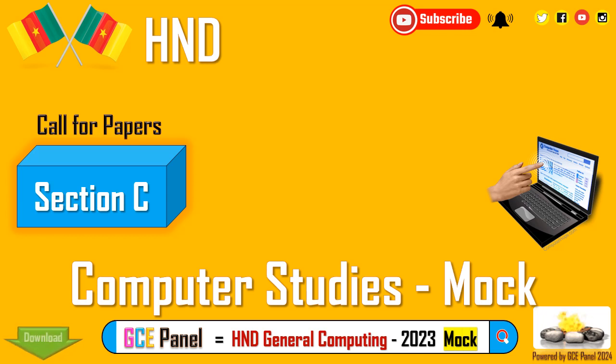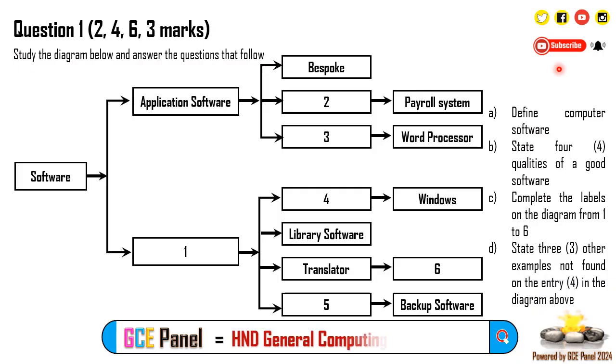Section C. Study the diagram below and answer the questions that follow. Looking at this diagram, we have software classification, we have application software, and another set. This one I'm calling number 1. Under application software, we have bespoke, reference 2, and reference 3. An example of reference 2 is a payroll system. An example of reference 3 is a word processor.